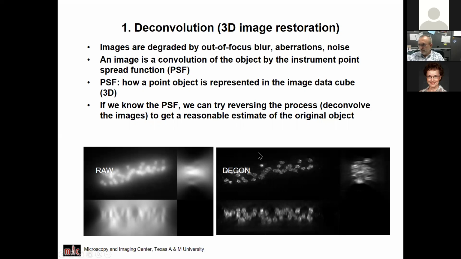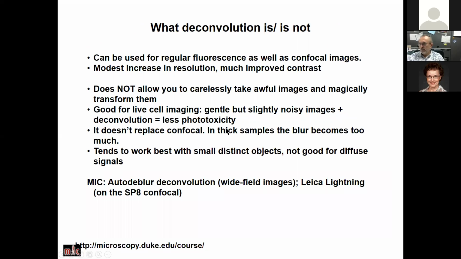So after about 30 or maybe more rounds of deconvolution, you can get a much cleaner image with much less blur, and now you're able to resolve some of these smallish details in the nuclei. So far so good. Deconvolution you can use for regular wide field fluorescence. You can use it also for confocal images. You get some increase in resolution.